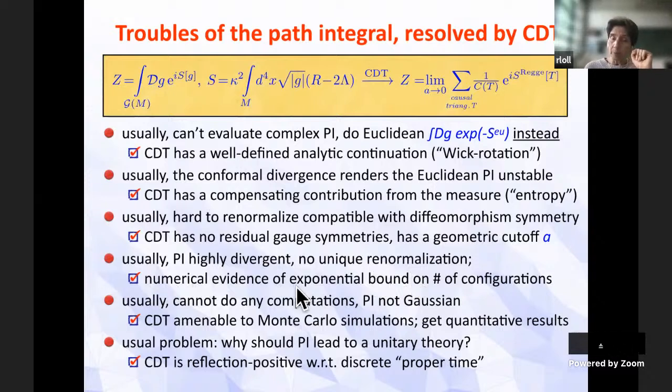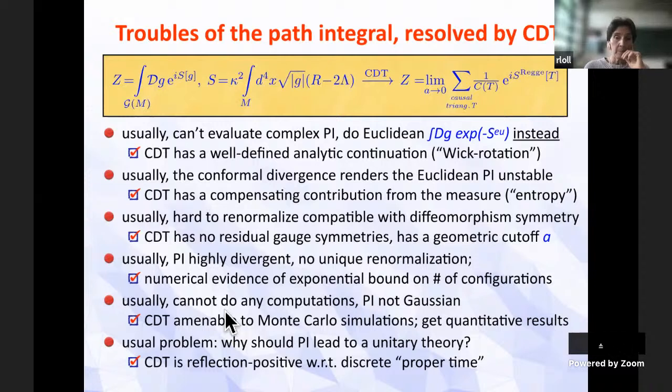And one important aspect of this is that the number of configurations at a given discrete volume seems to scale not super-exponentially, but exponentially, and that's important. So it means these are curable divergences. Also, divergences can be taken care of with standard renormalization.